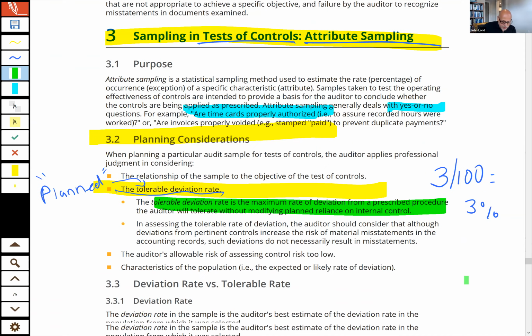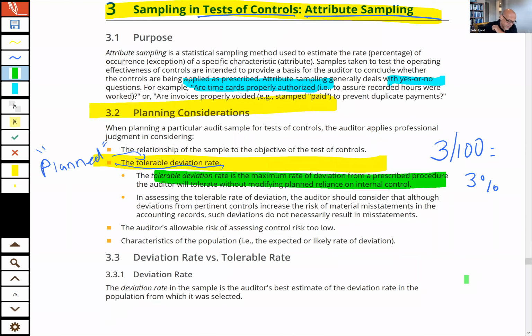Now, they come down here and they say deviation rate versus tolerable rate. And of course, they don't compare them, so I'm not sure why they're saying versus, but they say deviation rate is the auditor's estimate of the deviation rate in the population from which the sample was pulled.